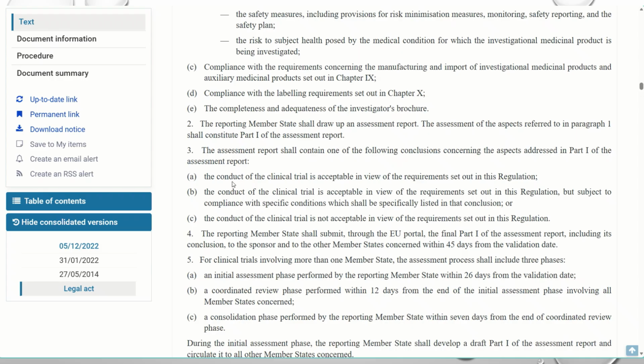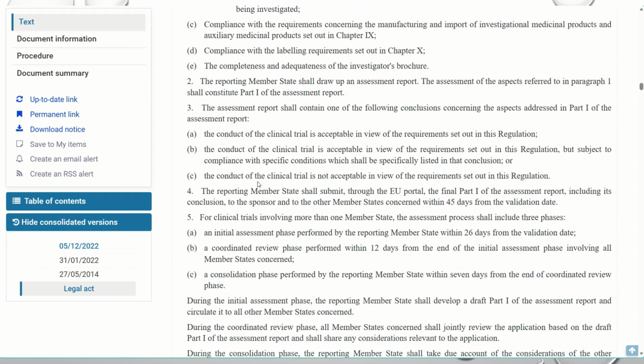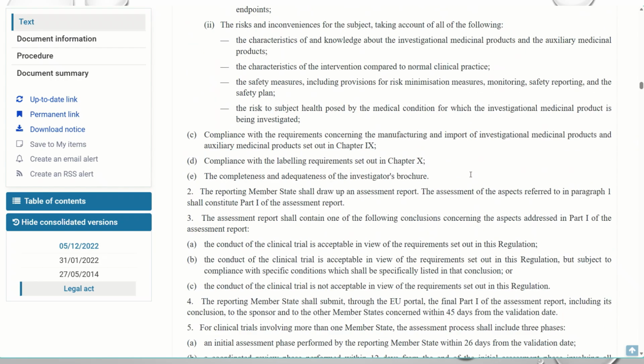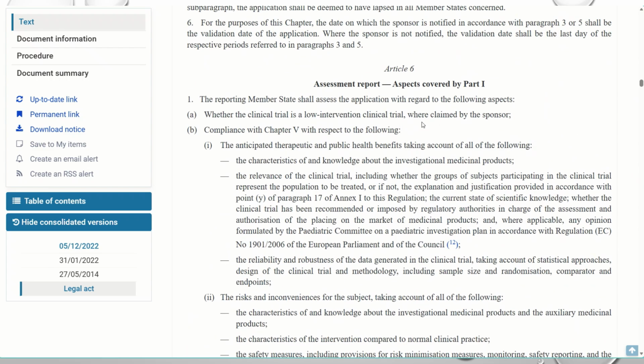And the conclusion is one of these three conclusions. It could be that the conduct of the clinical trial is acceptable in view of the requirements set out in the regulation. That's one conclusion. Or it could be that the conduct of the clinical trial is acceptable in view of the requirements set out by the regulation, but subject to specific conditions, and they will be specifically listed in the conclusion. Or the third option is that the conduct of the clinical trial is not acceptable in view of the requirements set out by the regulation. So that's the conclusion as a result of part one.